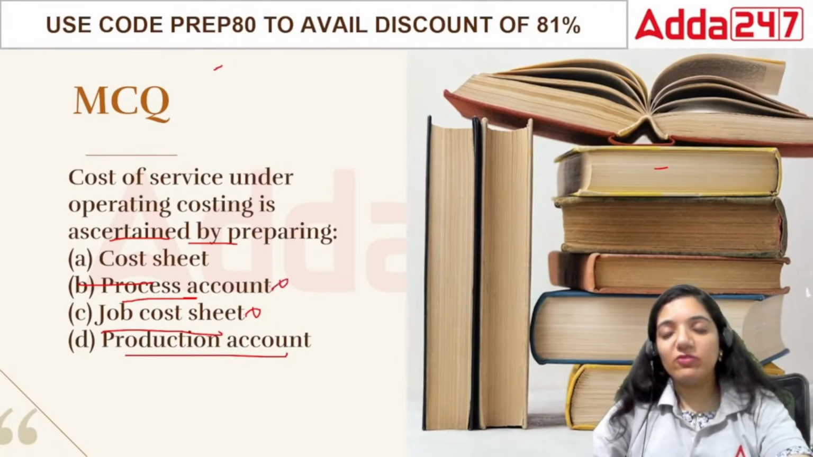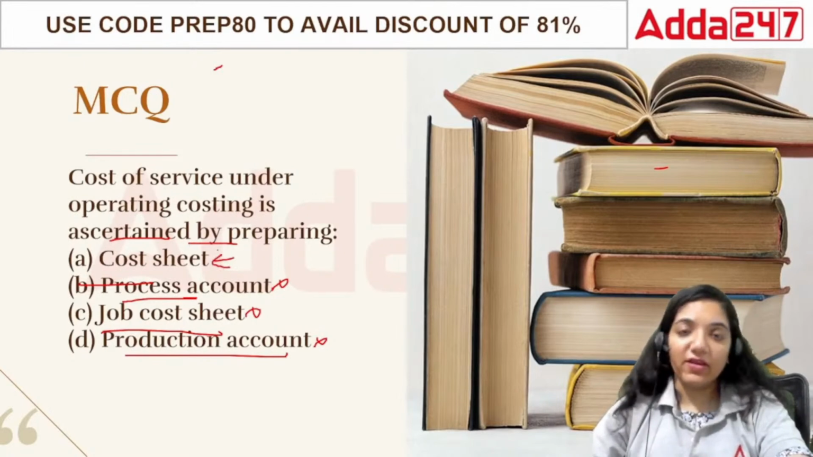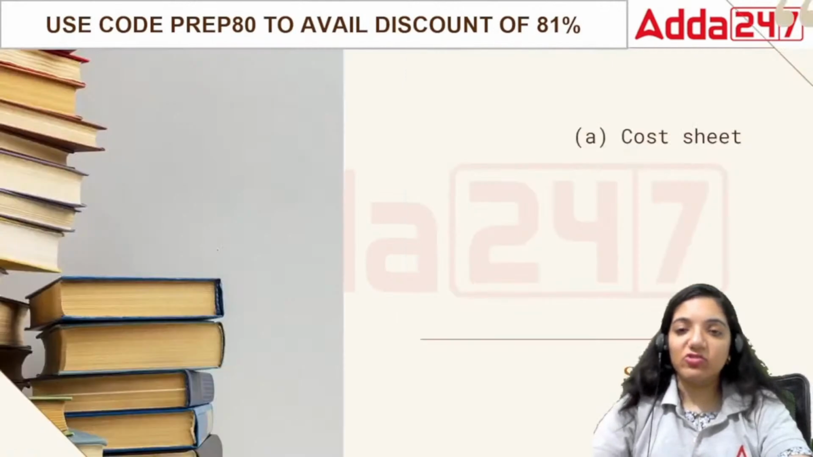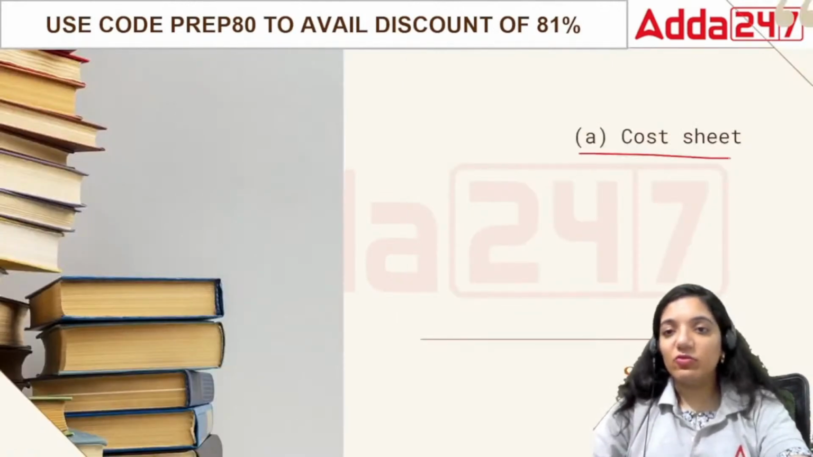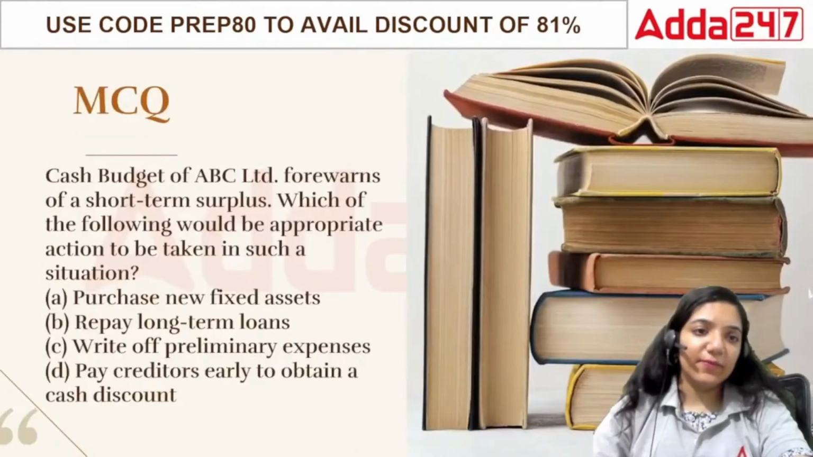Process is about going through different levels: 1 process, 2 process, 3 process, 4 process. Production account is relating to the production area. Last is cost sheet. The area of cost sheet is general for everything, whatever you prepare, be it your goods, be it your services. So the amount would go as cost sheet. Okay?